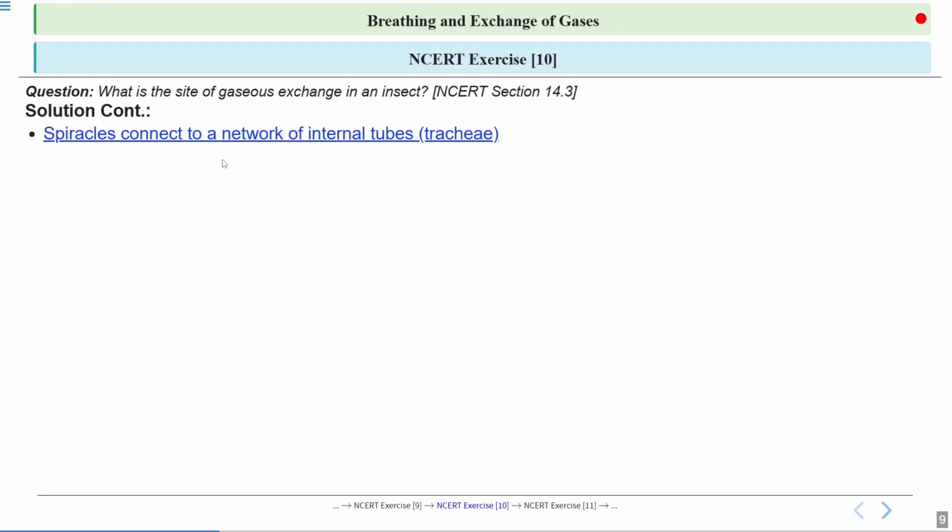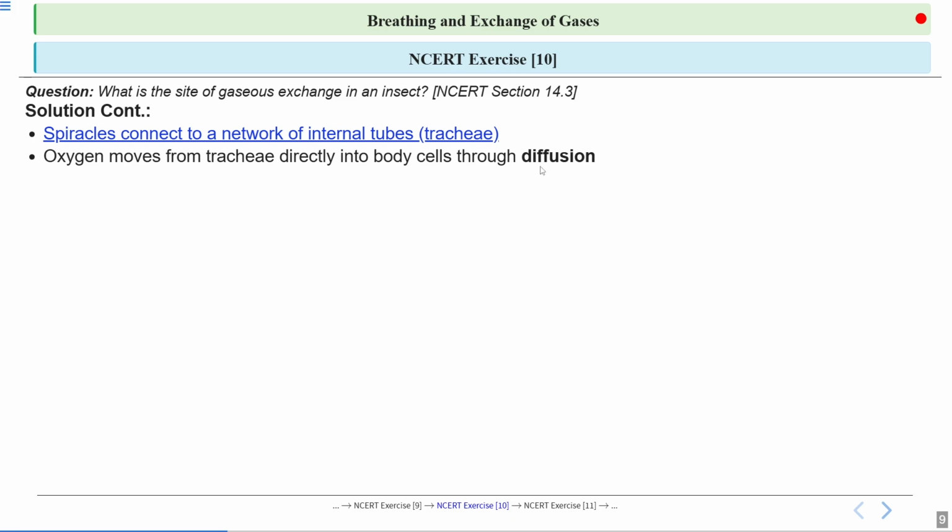Now, spiracles connect to a network of internal tubes called trachea. They have internal tubes inside the body, and these internal tubes actually make a network, right? A network of trachea. Oxygen moves from the trachea directly into the body cells through diffusion. So through the diffusion process, okay, this is the actual way.